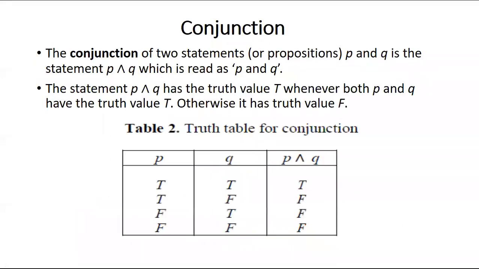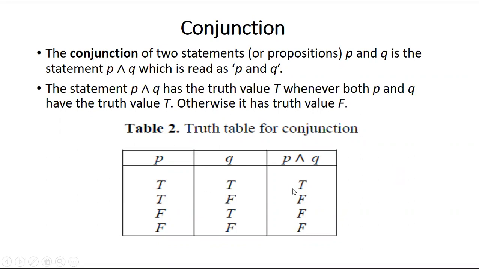Clear. Next, we go with the conjunction. Conjunction is nothing but the AND operation, P and Q. You are already well familiar, like union and intersection, and, or. The conjunction of two statements P and Q is the statement P and Q. If P is true and Q is true, then P and Q is true, and in all other cases it is false.